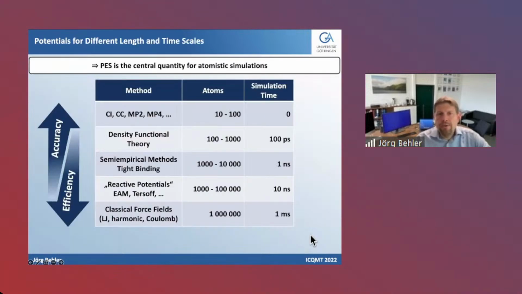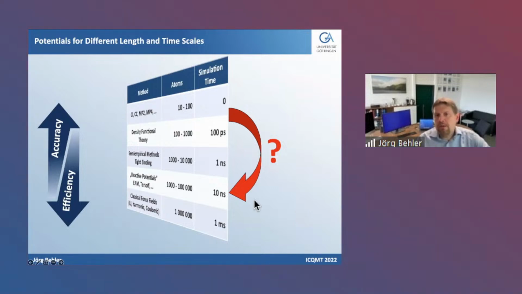Now, if you look into the toolbox of theoretical chemistry and material science, we find a whole hierarchy of methods, starting from the very accurate wave function-based quantum chemical methods via density functional theory, and then by introducing more and more approximations to end up with very simple classical force fields. This allows us to extend step by step the size of the system and also the simulation time. But in the end, we have to make a compromise between accuracy and efficiency of the simulations for the problem that we want to study.